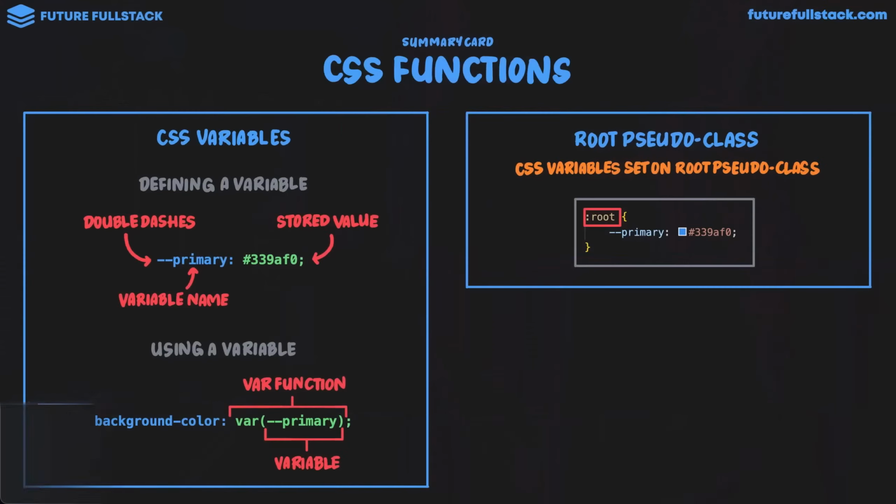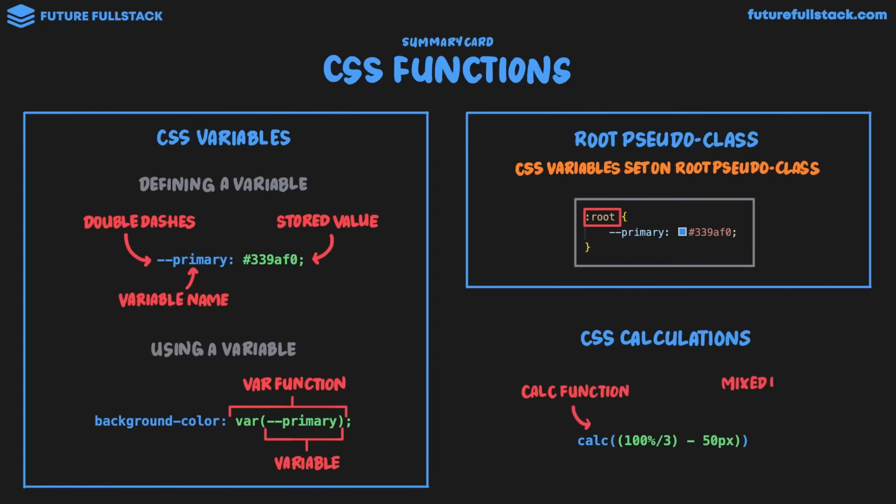So let's finish off our summary card, CSS functions. We looked at CSS calculations. A CSS calculation is a function that looks like this, where we use the word calc and parentheses to give us the calc function. We also saw we could use mixed units, like percentages and pixels.